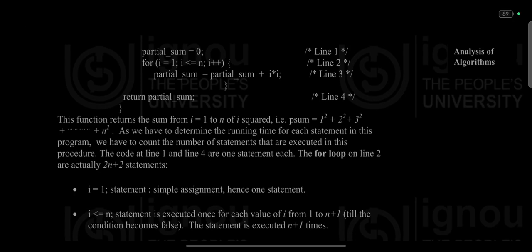We have to determine the running time for each statement in this program. We have to count the number of statements that are executed in this procedure. The code at line 1 and line 4 are one statement each. The for loop on line 2 is actually 2n plus 2 statements.